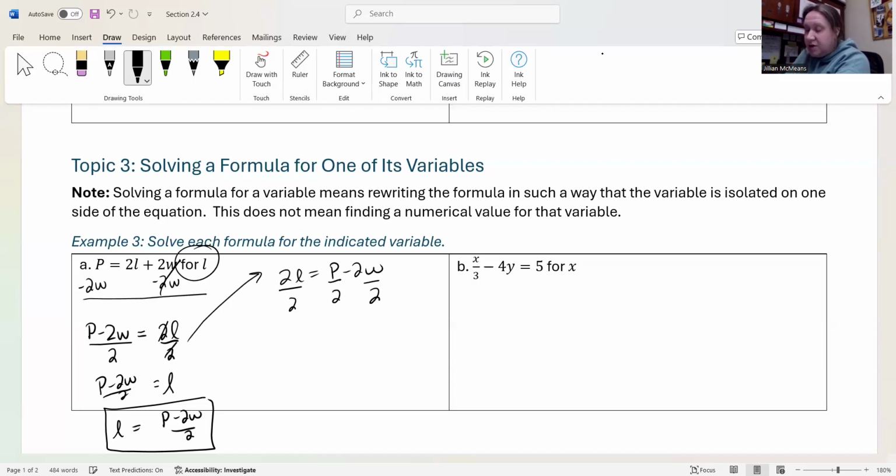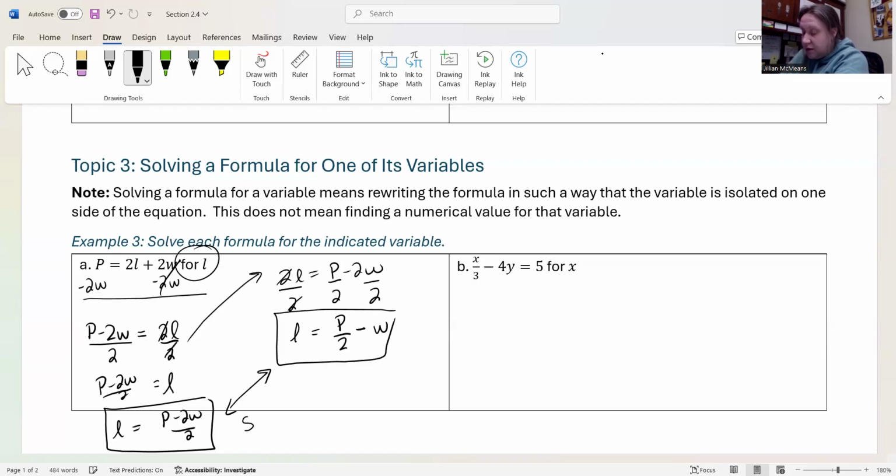So 2 divided by 2 on the L, well, 2 divided by 2 is 1, so we say the 2's cancel, so that leaves me with just L. P divided by 2 is just P divided by 2. That's not going to simplify. And then if I look at the W, negative 2 divided by 2 is just negative 1, so I get negative 1 times W.